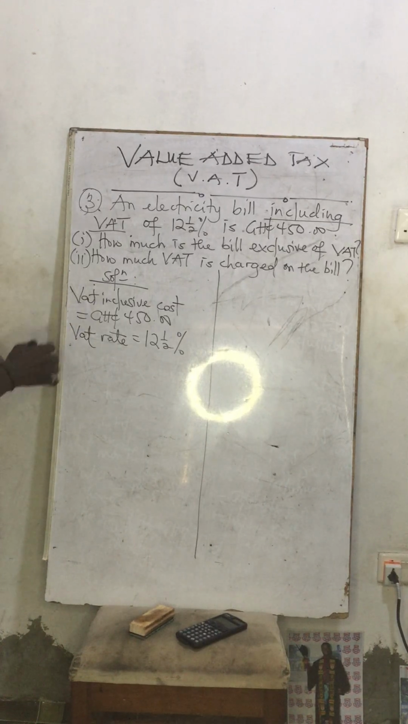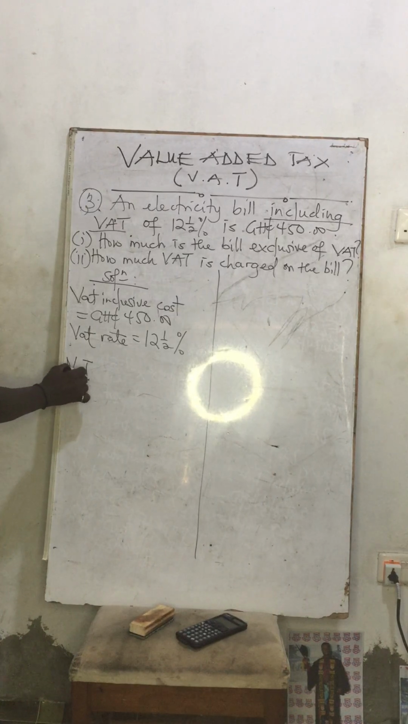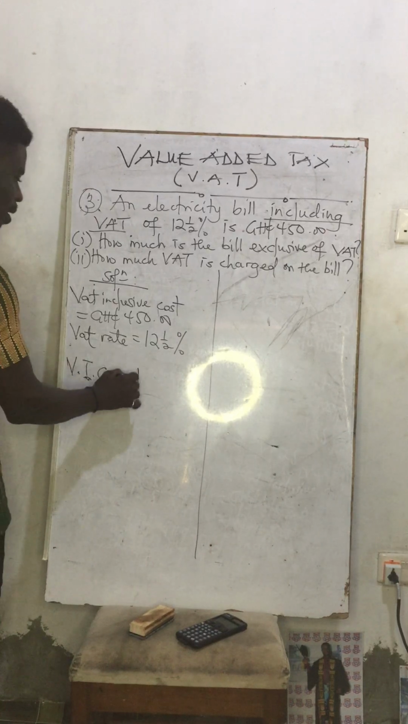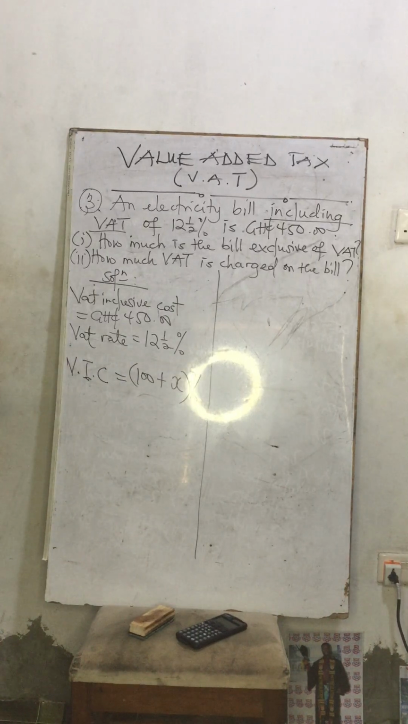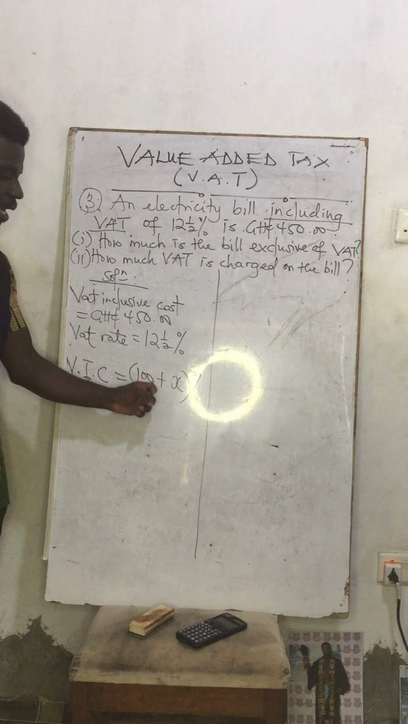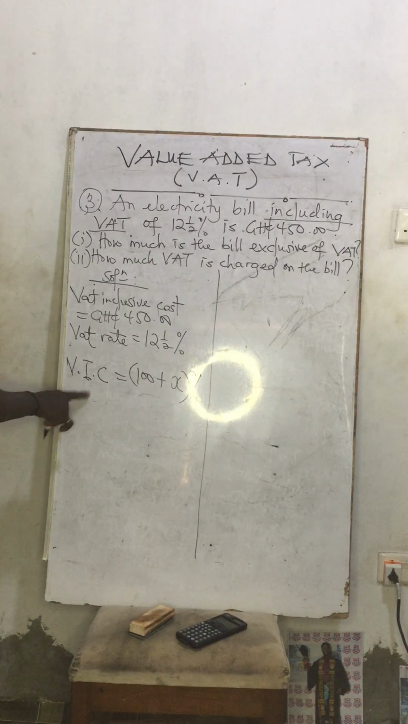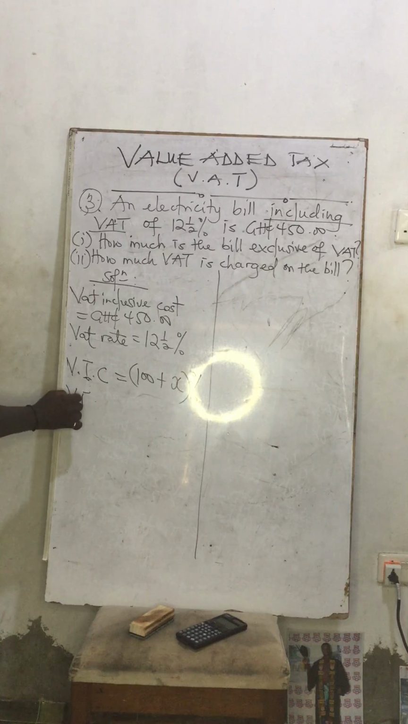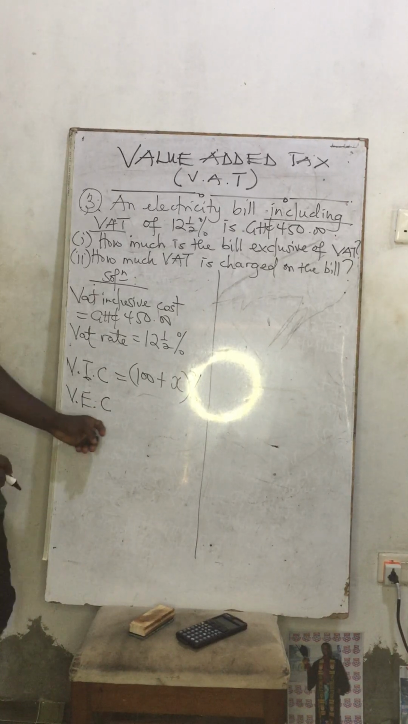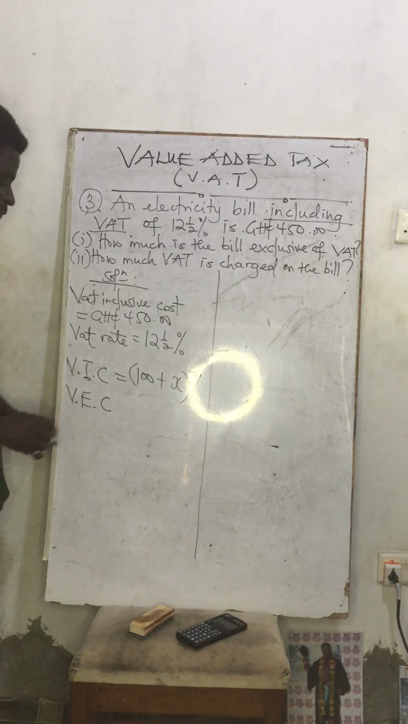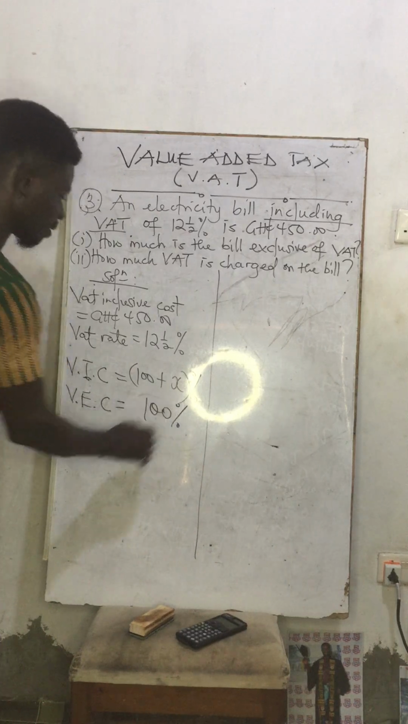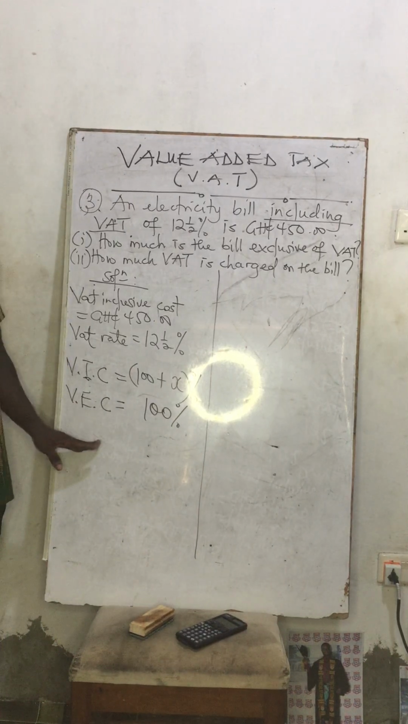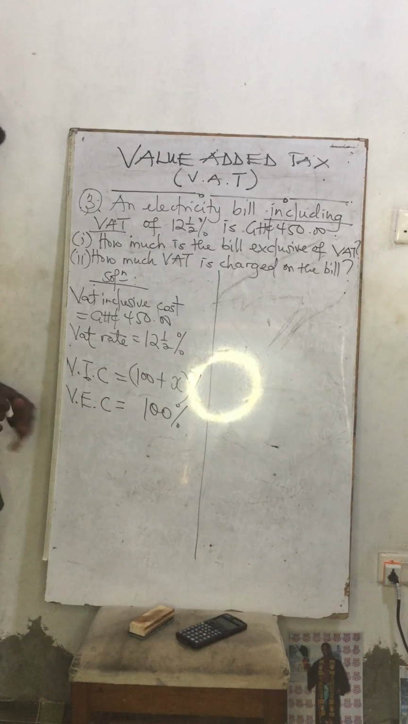So don't forget I gave you something. Let's say VAT inclusive cost, VIC, is equal to 100 plus X percent. I don't know if you remember this. And also the VAT exclusive cost, the VEC, which I told you is the same thing as the basic cost, is 100%. So this is what we are going to use to solve the question.